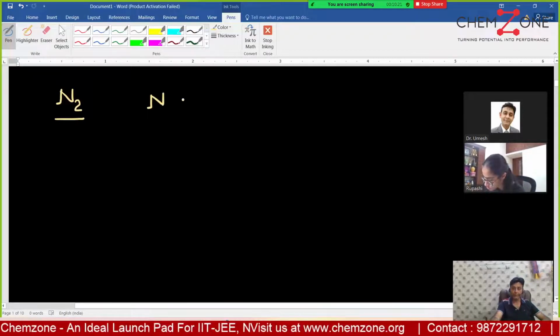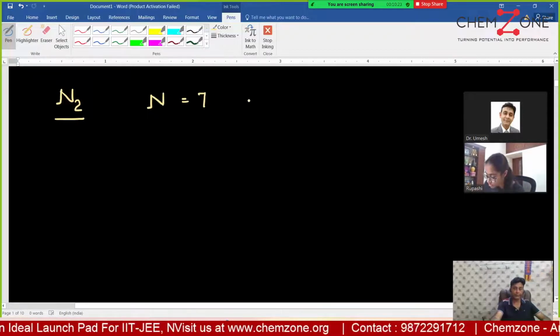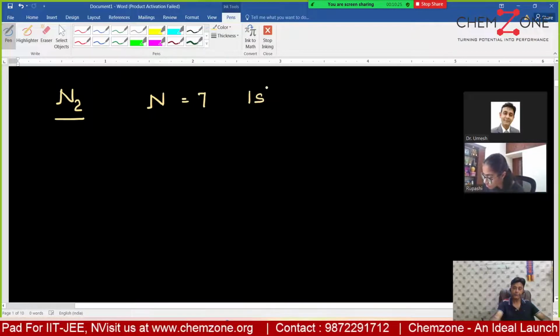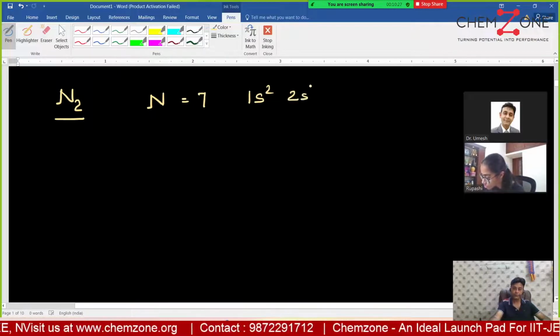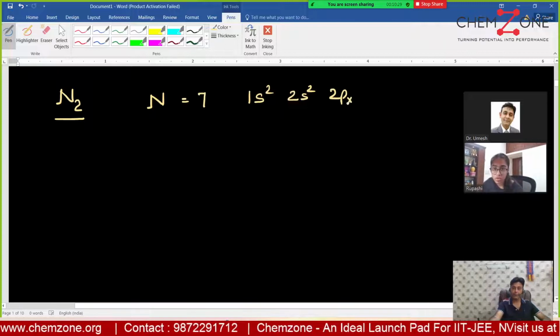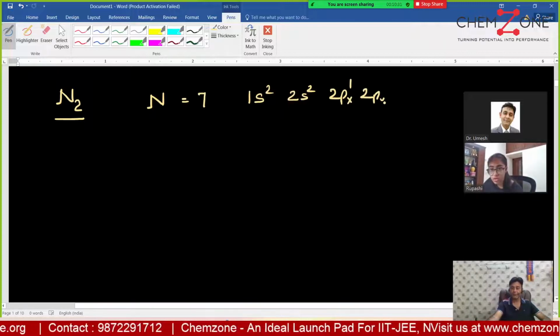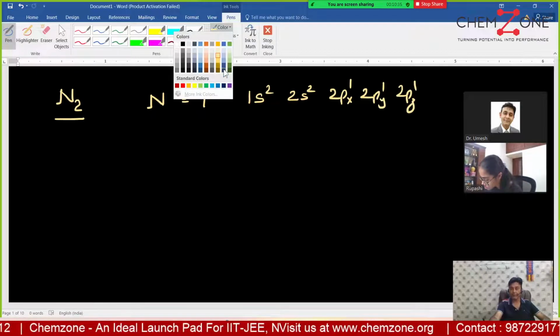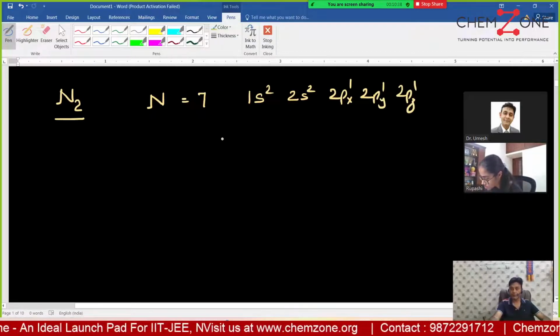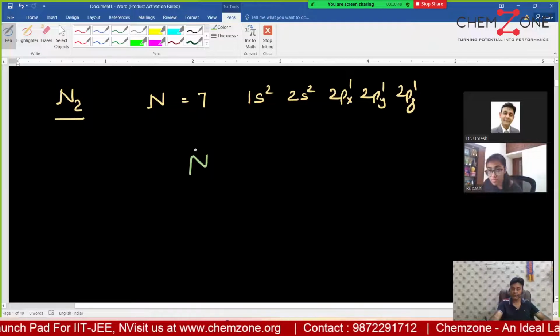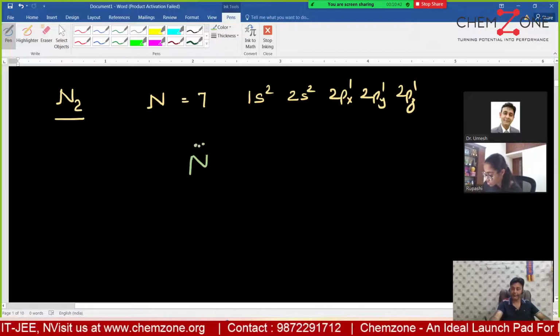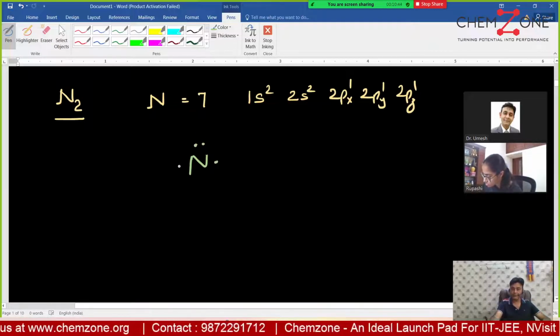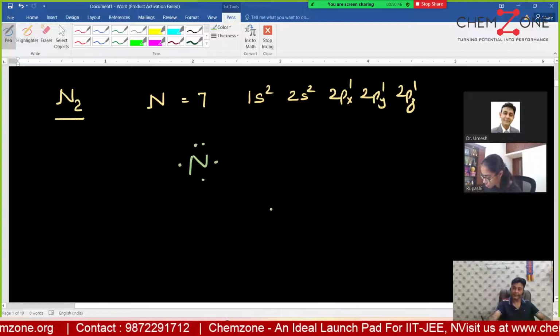Nitrogen. Atomic number 7. Electronic configuration 1s2, 2s2, 2p3. Can I expand the 2p like this? 2px1, 2py1, 2pz1. Only these unpaired electrons take part in bonding. It means on this nitrogen, I have this pair as a lone pair and 3 electrons which are unpaired.